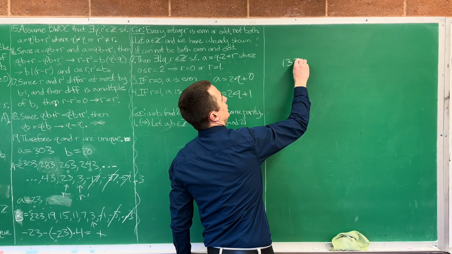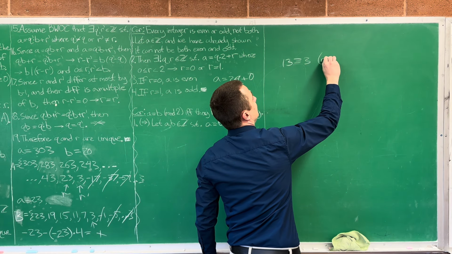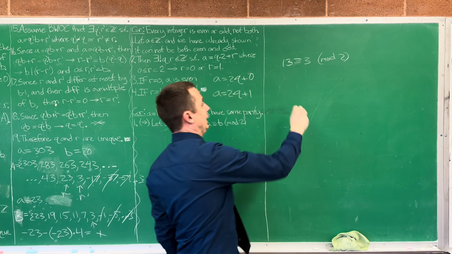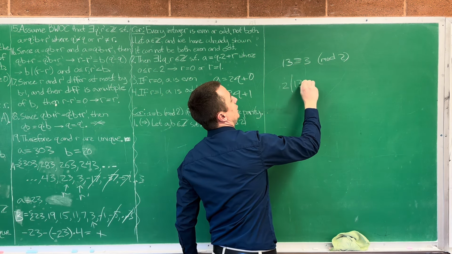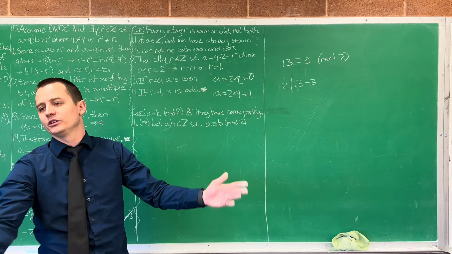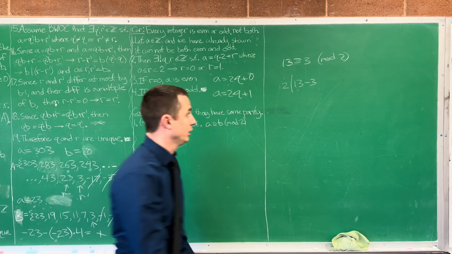So let's see. Is 13 congruent to 3 mod 2? Yes. That's equivalent to saying, does 2 divide 13 minus 3? What's 13 minus 3? 10. Does 2 go into 10 evenly? Yes. So in that case it worked.